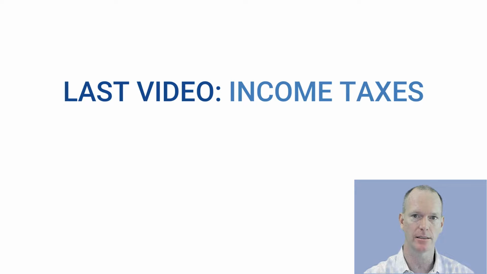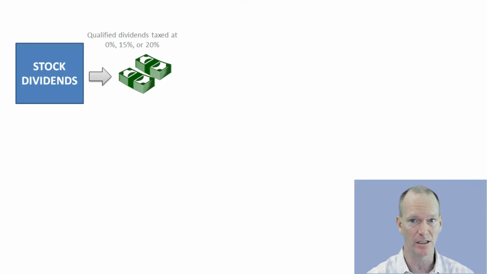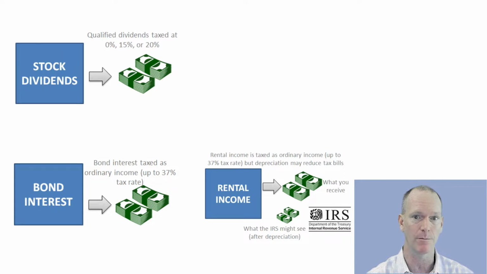My last video focused on tax efficiency, but that was in the context of income taxes. This video is also going to focus on tax efficiency, but in the context of investment related taxes. So those are taxes related to dividends, bond interest, rental income, and capital gains.